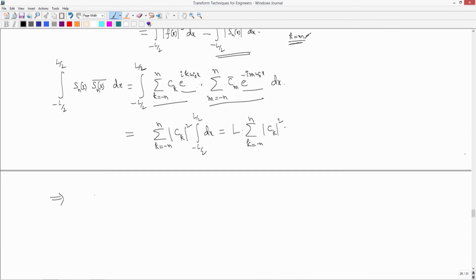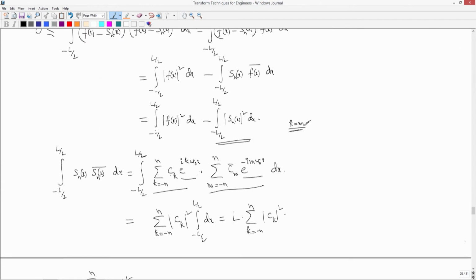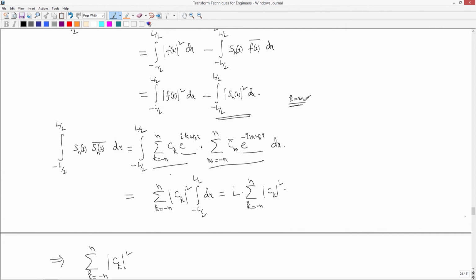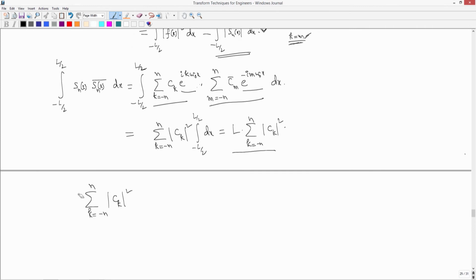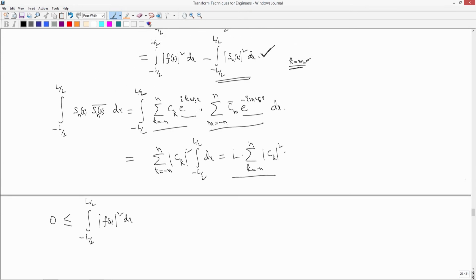So this implies the sum over k from minus n to n of modulus of c_k square is, you can replace this quantity here, minus of that. So if you use this inequality, 0 is less than or equal to the integral from minus L by 2 to L by 2 of mod f(x) whole square dx, in the place of this I will now replace this. So that is actually the integral minus L times the sum over k from minus n to n of c_k square. This is true for every n.